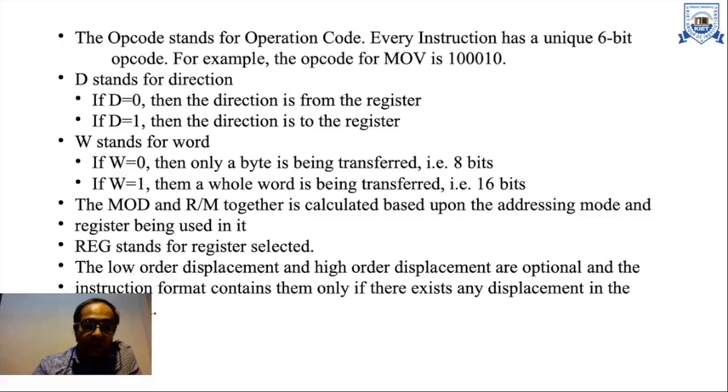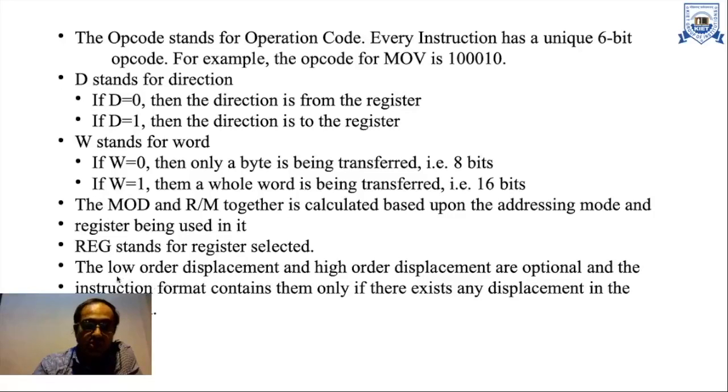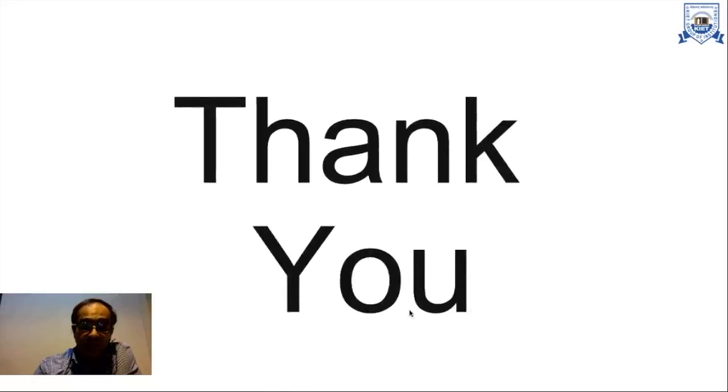The last two are optional fields, which I haven't mentioned in this diagram. The lower order displacement and the higher order displacement are optional. The instruction format contains them only if a displacement exists in the instruction. And that's all for this particular instruction format. Thank you.